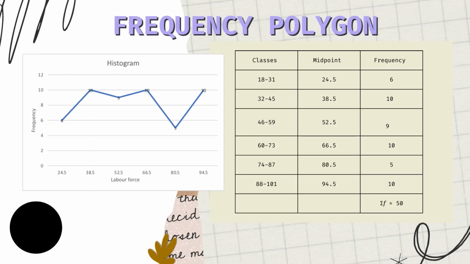Now we also have the frequency polygon. We make it from the histogram, so we can see the line going up and also the line going down. For the polygon, we need classes, midpoint, and frequency. And that's all from me.